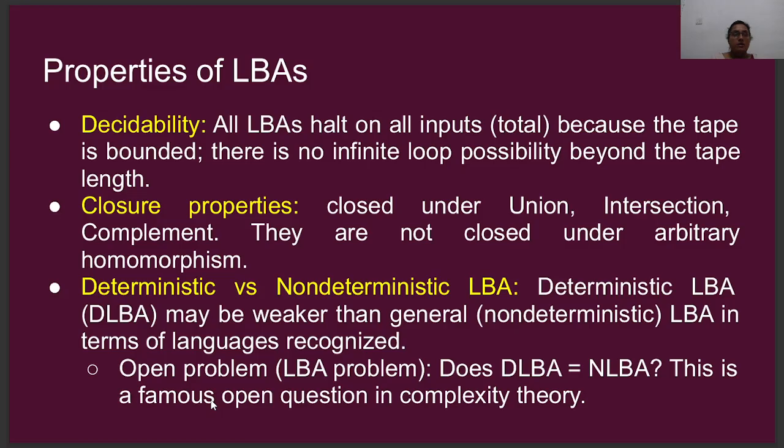Now we are going to look at the properties of linear bounded automata: decidability, closure property, and deterministic versus non-deterministic LBA. Decidability is total. All LBAs halt on all inputs because the tape is bounded. There is no infinite loop possibility. So somewhere there should be either an accept or a reject.